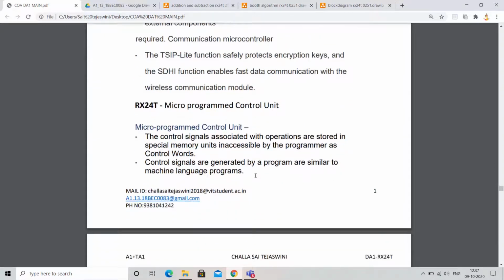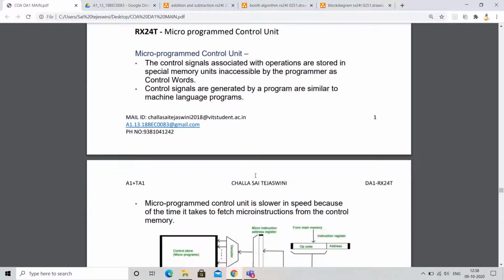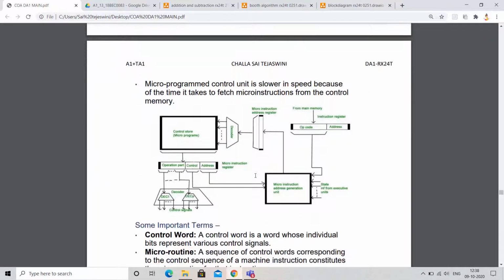Microprogram control unit of RX24T. The control signals associated with the operations are stored in special memory units, inaccessible by the programmer, as control words. Control signals are generated by a programmer, similar to machine language programs. And this is the block diagram you can see of the control unit.